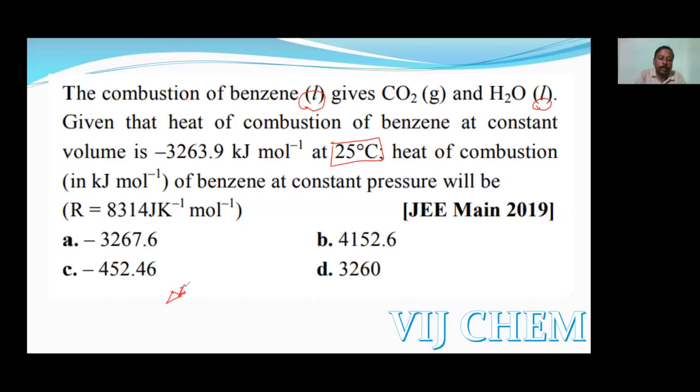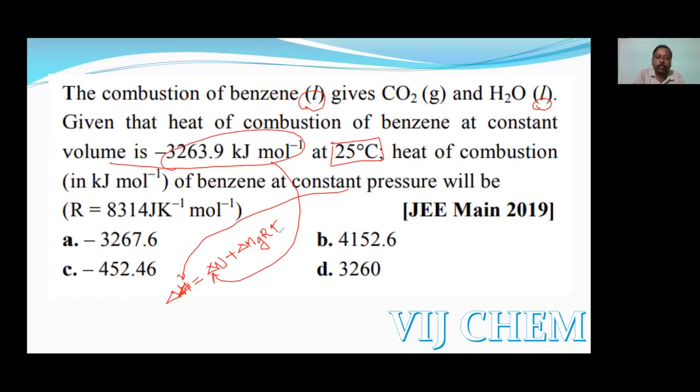The formula you will be using: delta H is equal to delta U plus delta n g RT. Heat at constant pressure is delta H only, and it is given at constant volume, so the value we are given is delta U. Temperature will be 298. R value will be 8.314 divided by 1000. Why 1000, can anybody say? Because it is in kilojoules. Is this understood? Now is it clear to all of you?